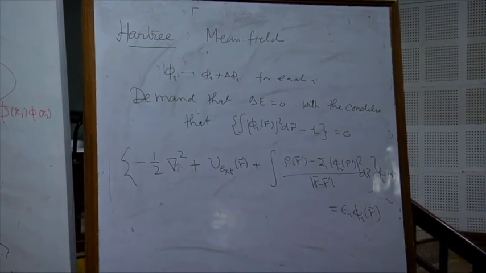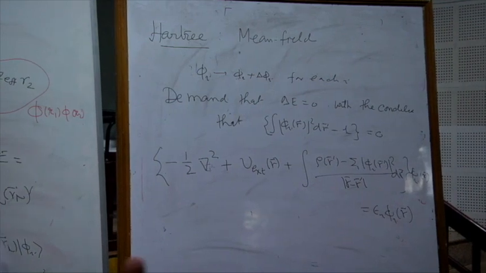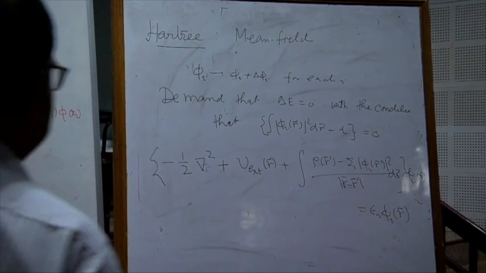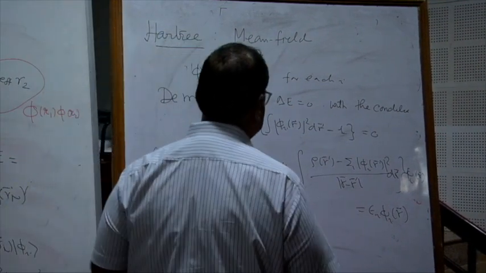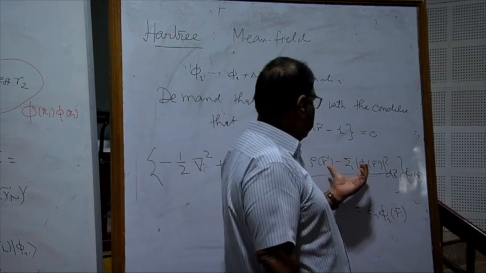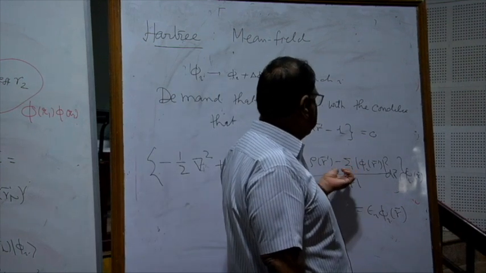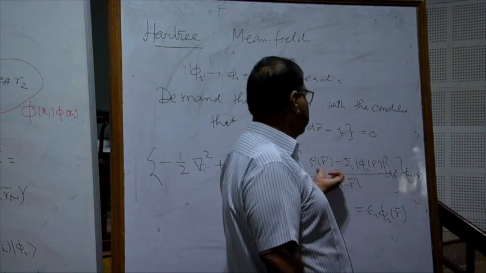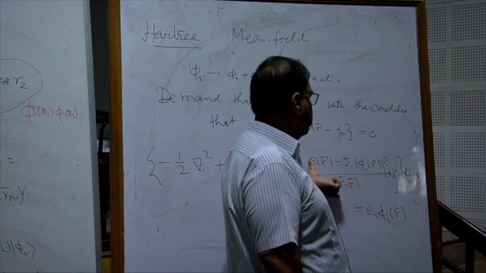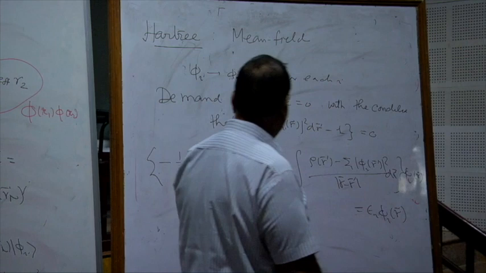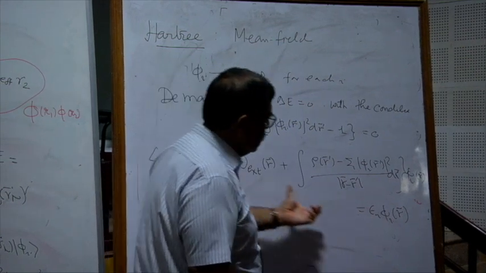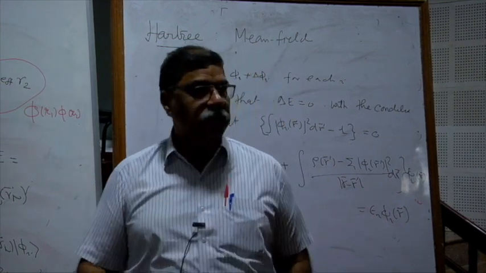So whatever Hartree proposed, sort of intuitively, that I'll calculate the electrostatic potential that an electron sees by subtracting its own density from the total density, and that is the electrostatic potential. And the rest of the Hamiltonian is this, and this is the answer. So, yes?